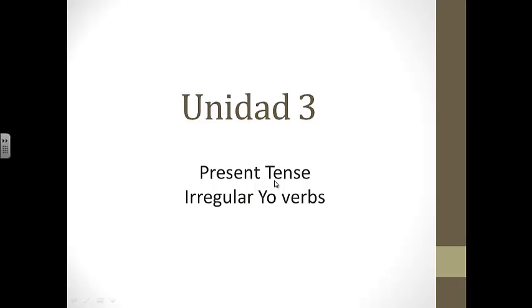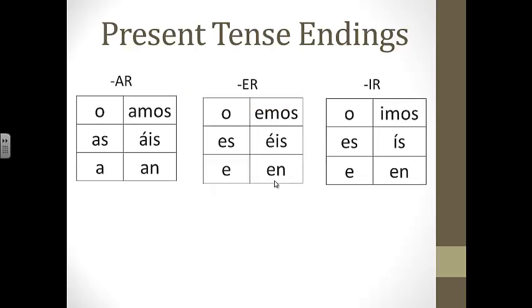On your note guide, you have a section 1, for you to fill in your regular AR, ER, IR endings. Under your AR box, please write down that you have o, as, a, amos, ais, an for your AR endings. For your ER box, please write down that you have o, es, e, emos, eis, en for your ER endings. And under your IR box, please write down that you have o, es, e, imos, is, en for your IR endings.